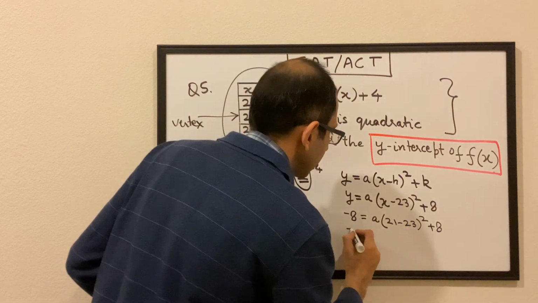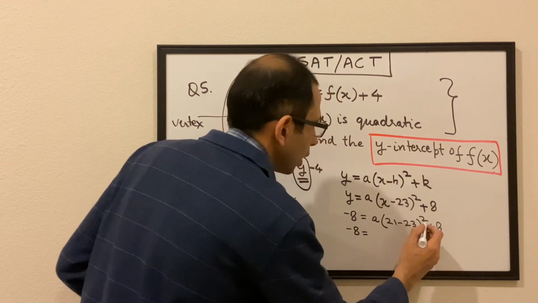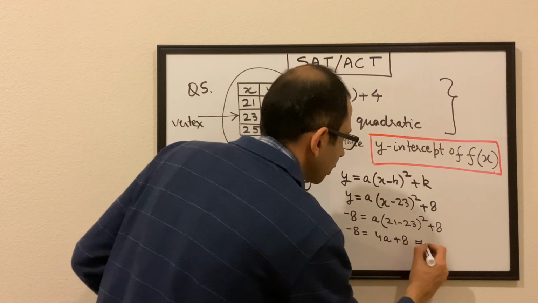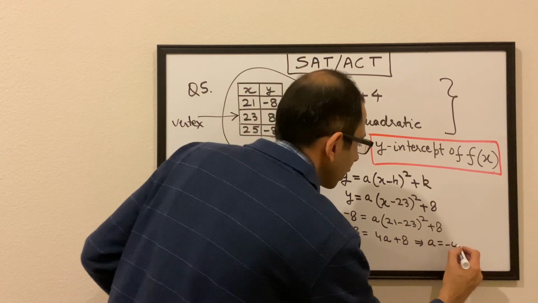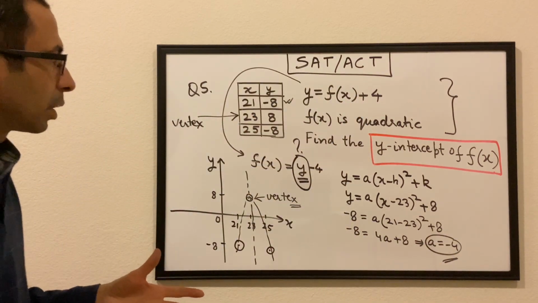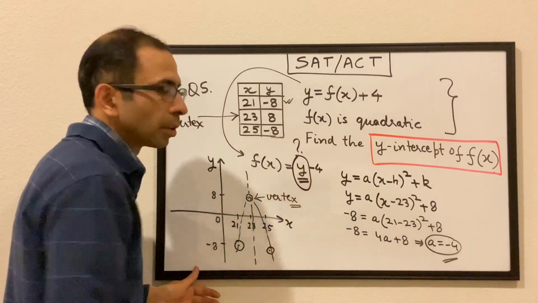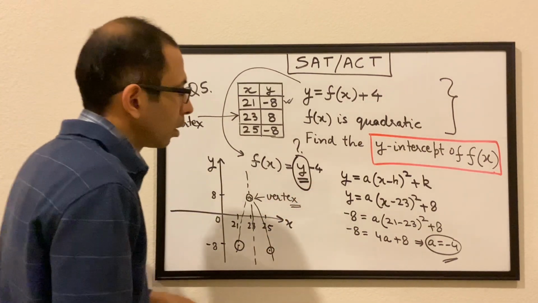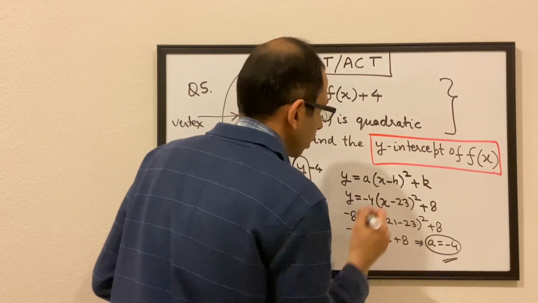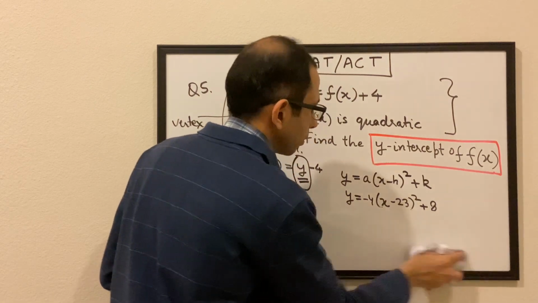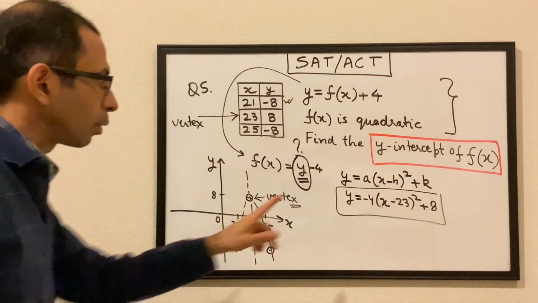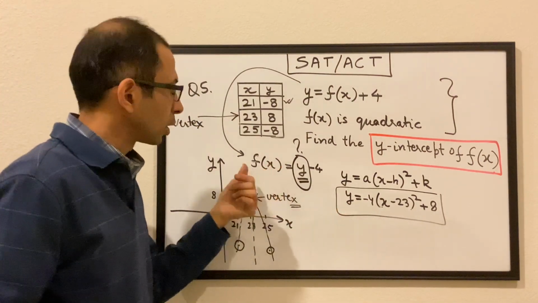We solve this, we get minus 8 is equal to 4a plus 8, which gives us a is equal to -4. Correct? So basically at the end of the day, we are able to get the function of y. So the value of a is -4, we plug in here, so this becomes our function. So this is our y function. Correct?